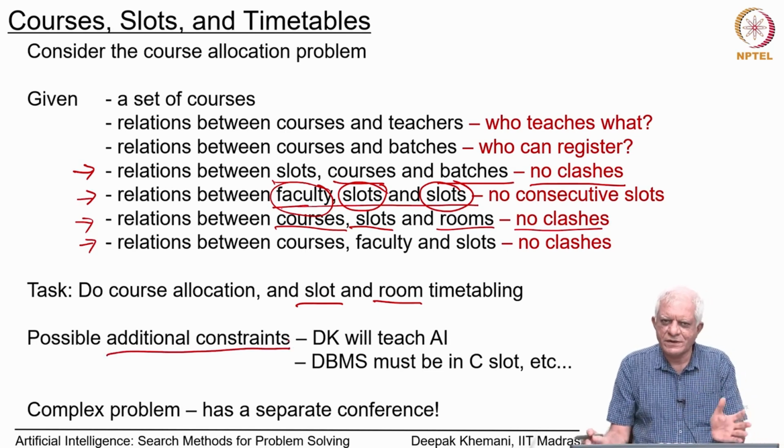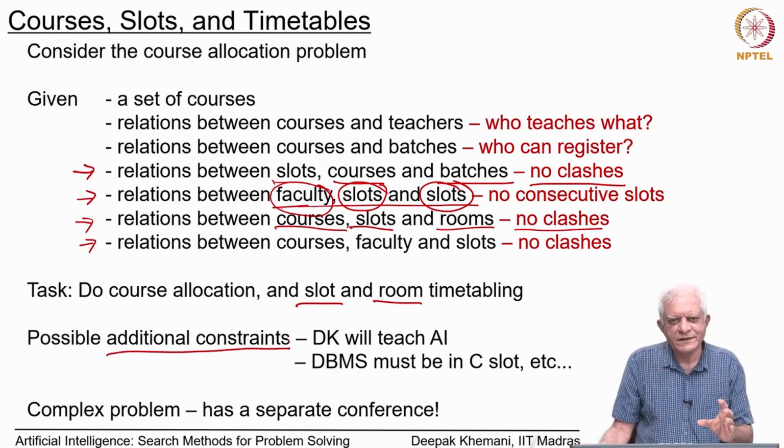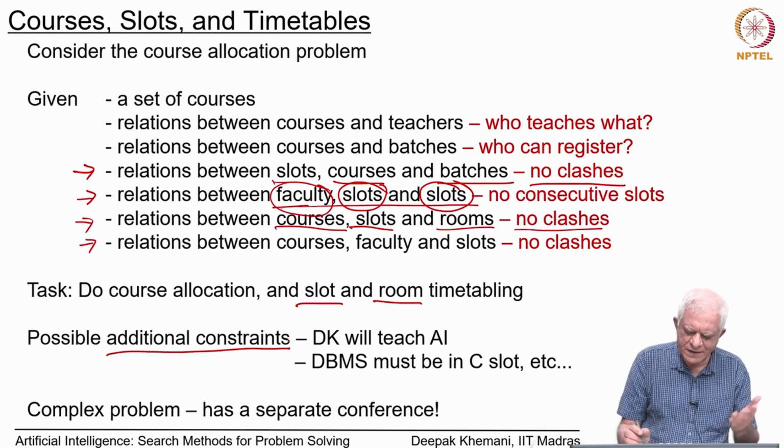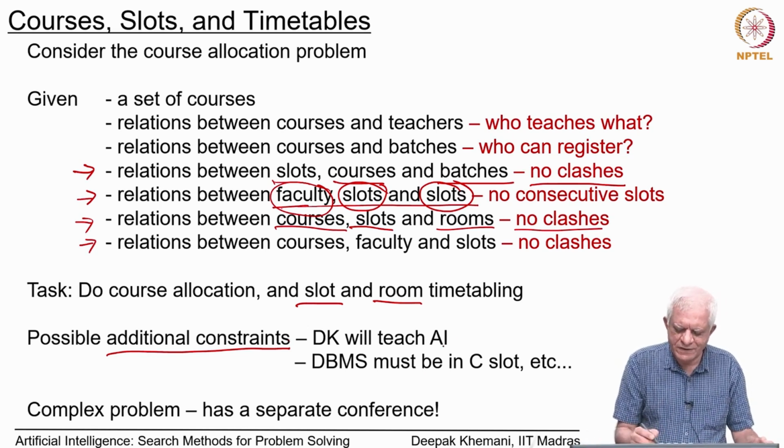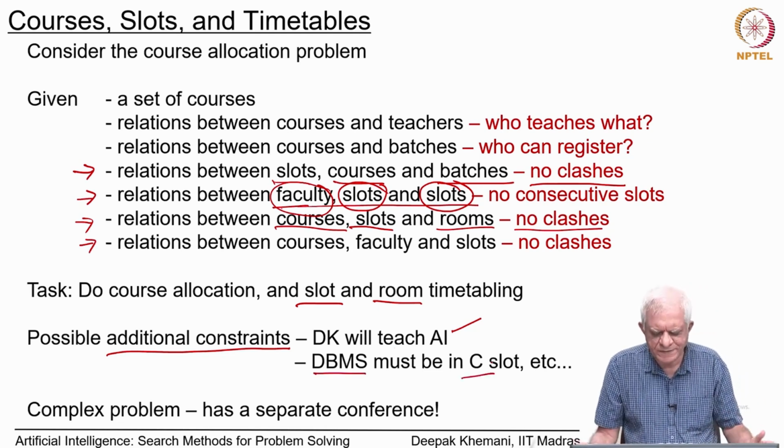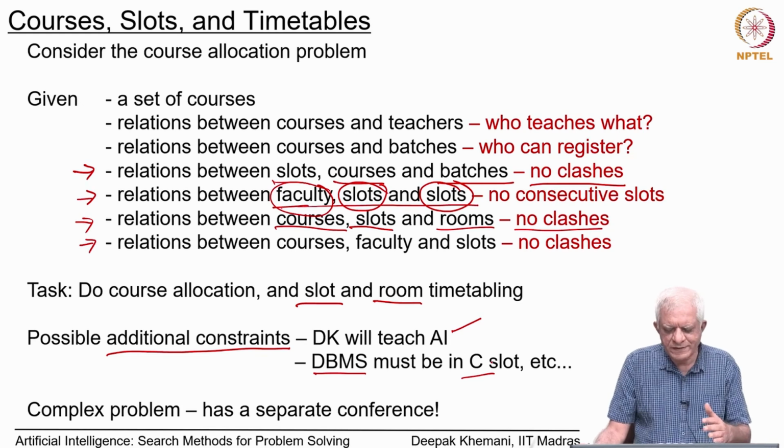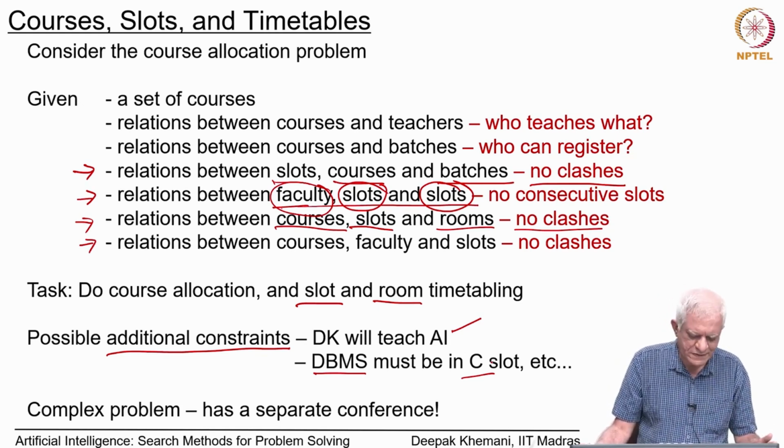So, there is a core constraint satisfaction problem and then there is a specific instance of that in which you specify additional constraints. So, for example, you might say that okay, this time when you are allocating, DK will teach AI and DBMS must be in the C slot, maybe because of some reason, and then these become additional constraints to which the solution is sought essentially.